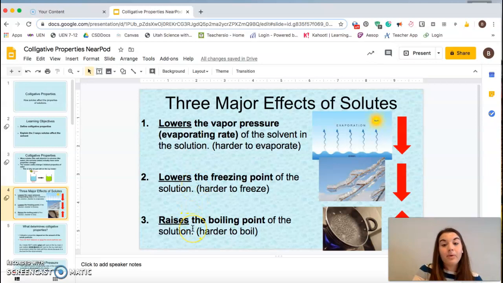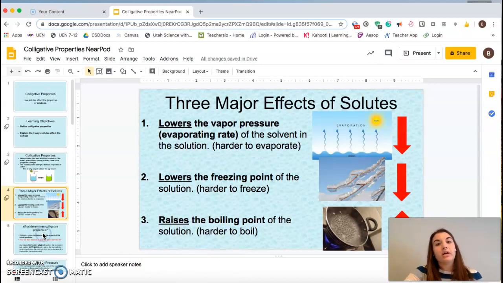Raises the boiling point. It means it's harder to boil. So water boils at 100 degrees Celsius. When I add salt to water, it will now boil instead at maybe 120 degrees Celsius or 140 degrees Celsius. So when I add salt to water, it makes it so water has to get even hotter to boil.